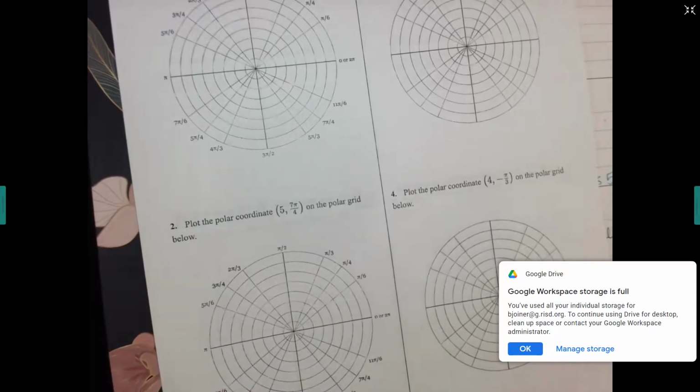Your vectors test, I'm sorry it's taking me so long to grade it. I'll have it in focus by the end of the day today.